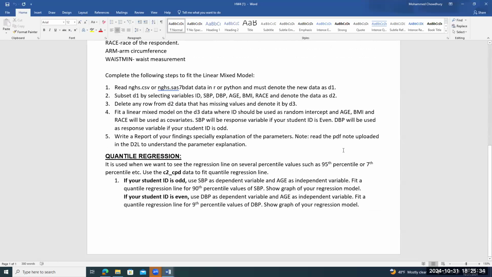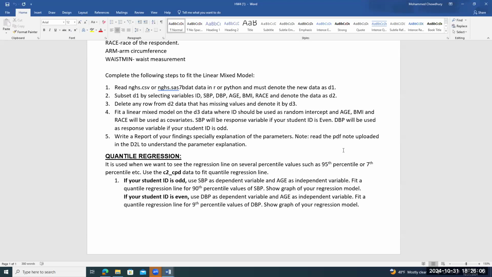Linear mixed model. What is the main condition? Data must be longitudinal. Longitudinal data can be of two types: balanced and unbalanced. Balanced data means each person has the same number of measurements. If blood pressure is measured right now, 1 hour later, 3 hours later, 5 hours later, and each of us has the same number of measurements, then it is balanced.